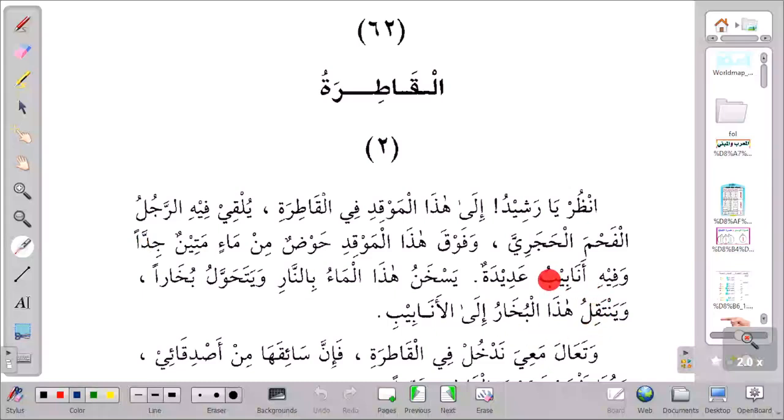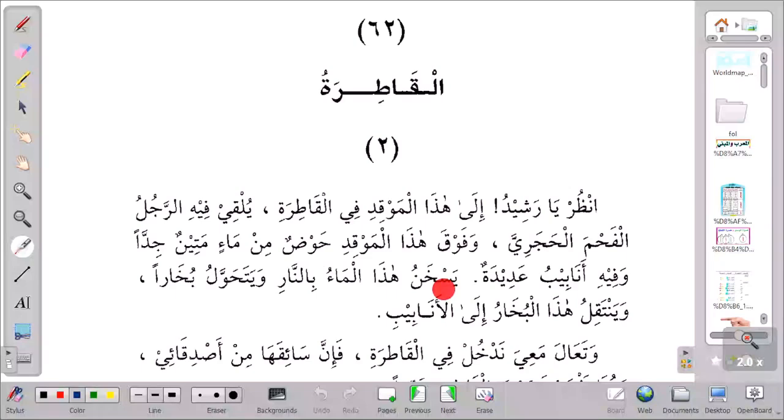Wafihi anabibu adidatun, and in this tank, fi hazal hawd, anabibu adidatun, there are pipes. When we say anabibun, it is the plural of unbubun. Unbubun means a single pipe. Anabib is the plural, pipes. So they have pipes adida, plenty. Hope that is clear. There are several pipes in this particular tank.